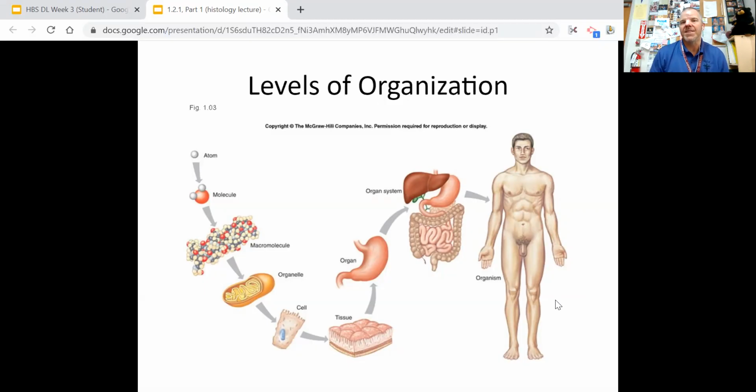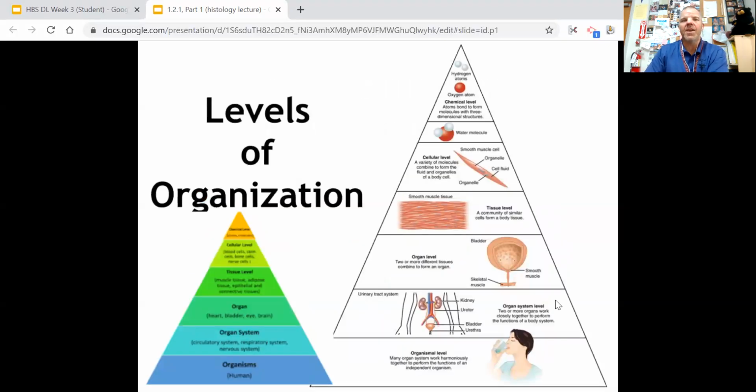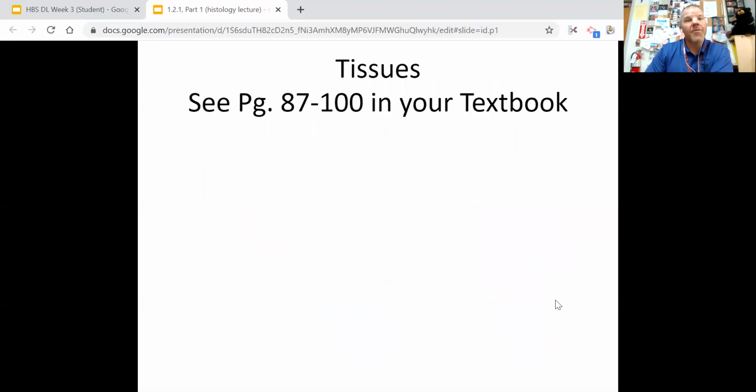Here's an example of the digestive system. You have a liver, you have the stomach, you have the intestines. Those are all different organs working together. And all the body systems, there's 11 or 12 that we've looked at, together make up an organism. And the human body is an organism. This is another way of looking at the levels of organization. You have access to this, so you can slow down and look at these a little bit deeper. If you move to pages 87 to 100 in your textbook, this is going to talk all about tissues and tissue types. And that's what we want to focus on in this activity today, are tissues.